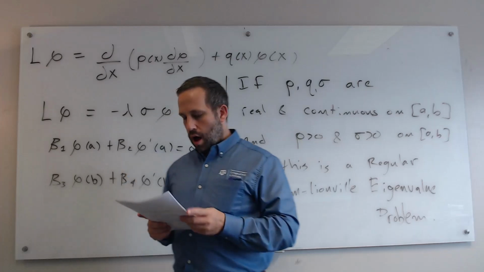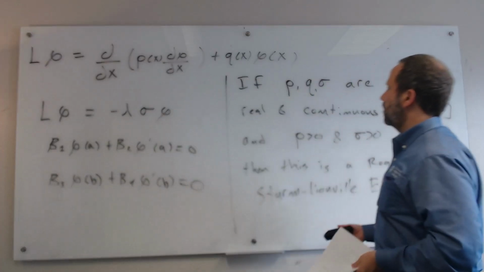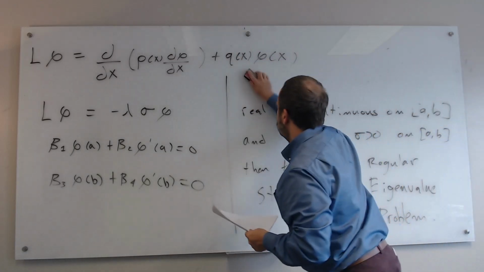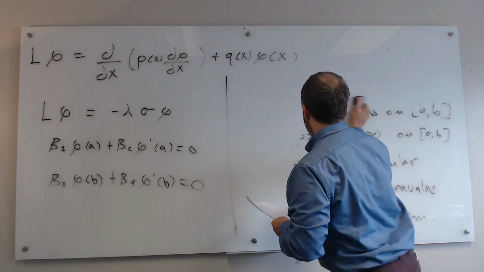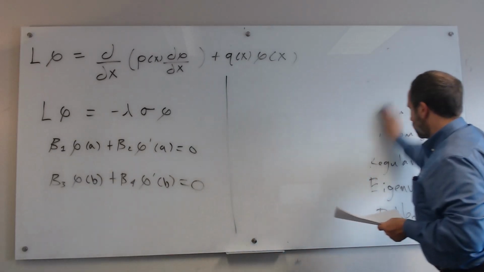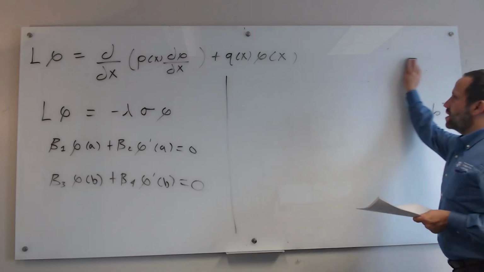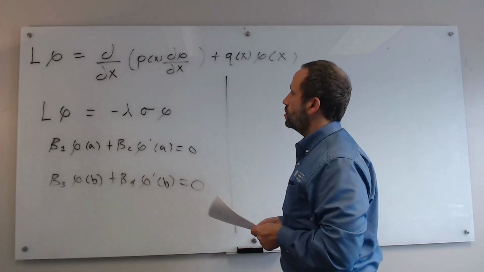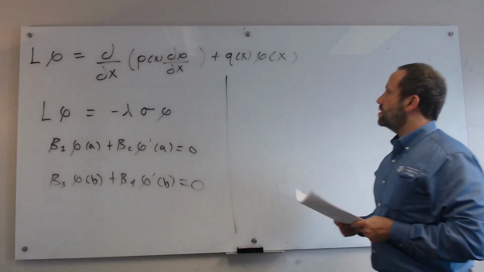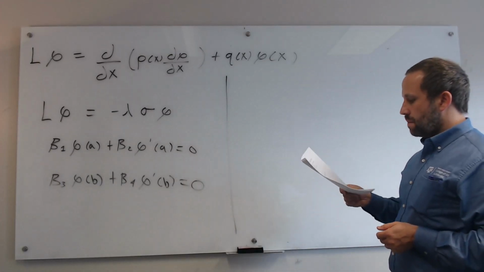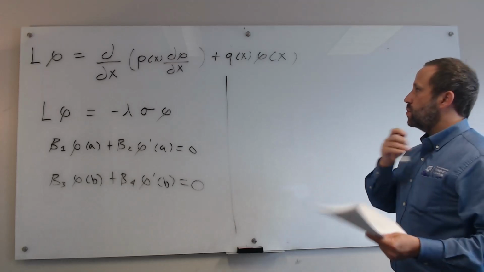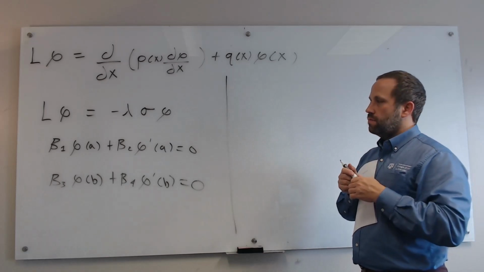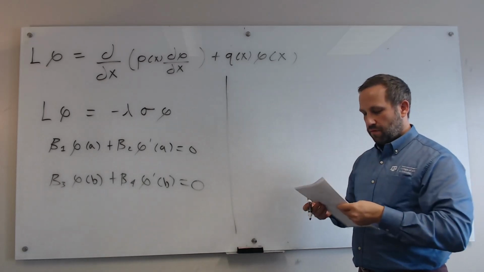Okay, so this is the Sturm-Liouville eigenvalue problem. I'm going to leave this part up here and erase this. But basically, we're going to be assuming that we're doing a regular Sturm-Liouville eigenvalue problem, which means that P, Q, and sigma are all real and continuous, and we're assuming that P and sigma are positive. And why we're assuming those positive and Q isn't is going to make sense when I start mentioning where we've seen these things before.